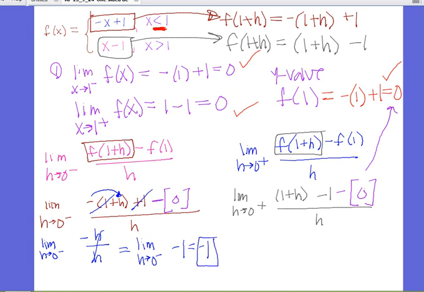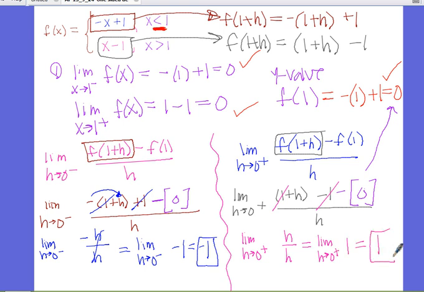The right function, let me do that: the limit as h goes to 0 from the right hand side, these would cancel. I get h over h, which would be the limit as h goes to 0 from the right hand side of 1, which is itself 1. They are not the same, therefore the derivative at 1 of this piecewise function, which actually is the absolute value function, does not exist.